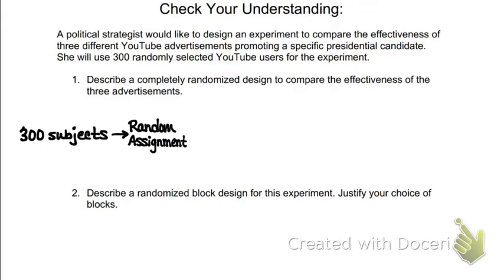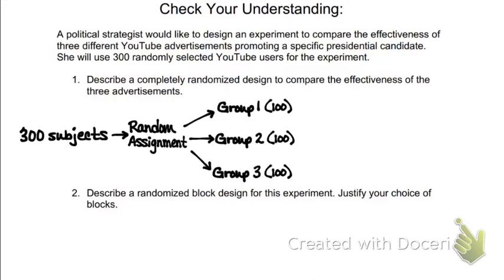Please don't forget to include this piece in your design model. Whether you state exactly how you would do it, I would use a random number generator, I would pull names from a hat, I would whatever. You do need to clearly state that you're going to use random assignment. So if that is not something that you've been including in your mapping, you need to make sure to include that in your mapping. And then we've got them split into 3 groups, 100 in each group.